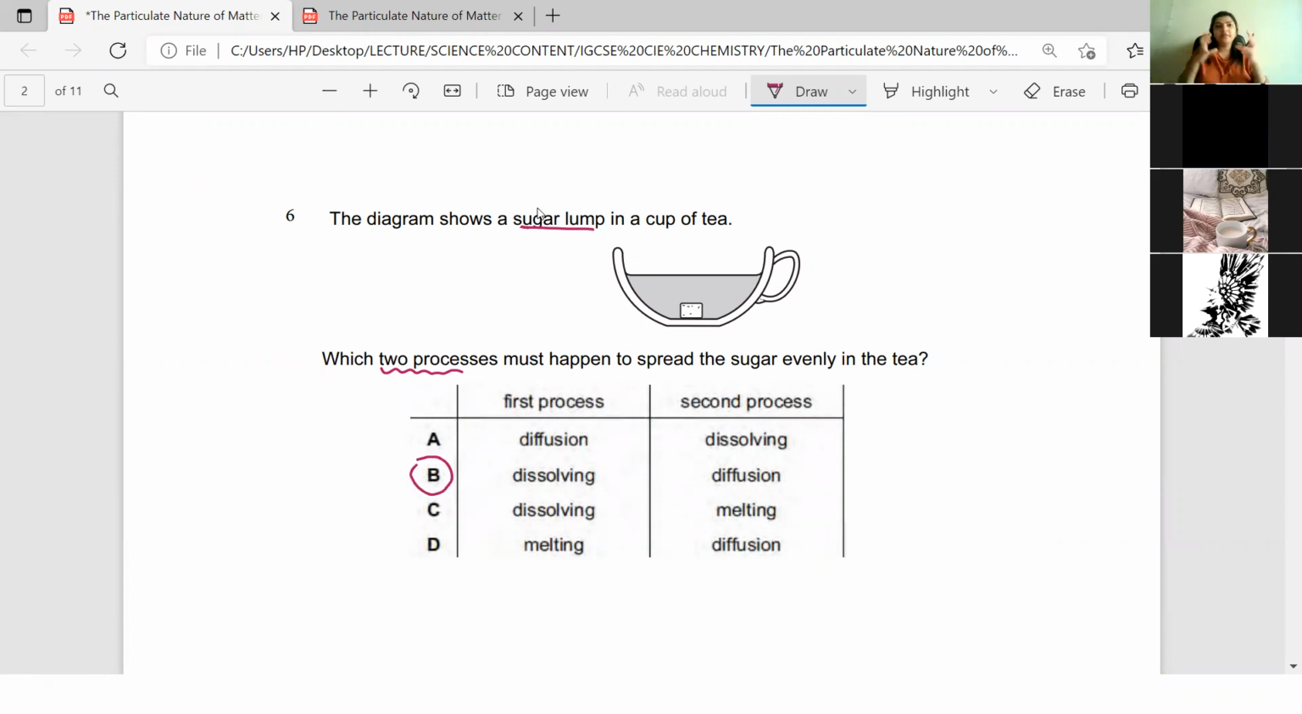So remember, if you are adding something to a liquid, since the liquid has a little bit of space in between, the solid will first start dissolving, because when you're adding sugar or let's say salt to water, it will first start dissolving. It will start breaking into smaller molecules, and then it will start diffusing, and that's how it spreads throughout the liquid. Okay, so sixth one is dissolving and diffusion. Okay, good. Next, Amishi.